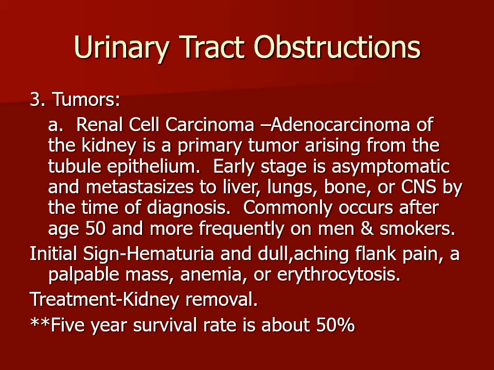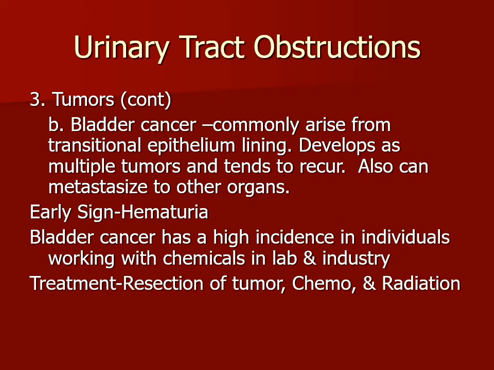The initial sign is hematuria and a dull, aching flank pain, a palpable mass, anemia, and erythrocytosis. Treatment is kidney removal, and the 5-year survival rate is about 50%.